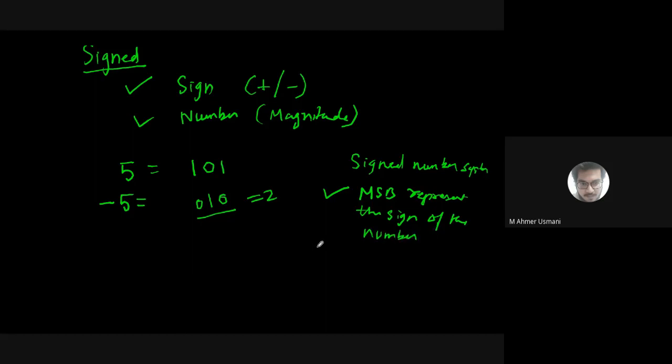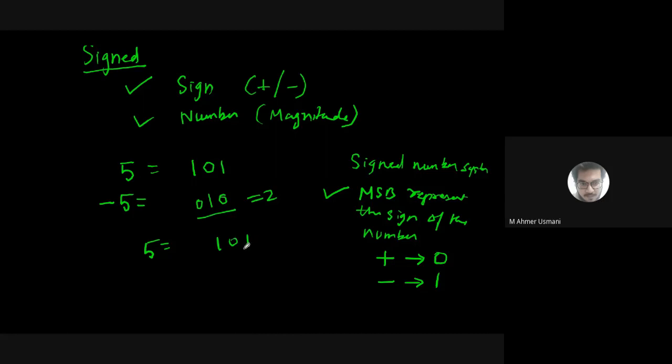MSB represents the sign of the number. So if I want to write 5, I write 101. And if the number is positive, then that bit should be 0. If the number is negative, that bit should be 1. Okay, so if I want to represent 5, now I cannot represent it by 101.